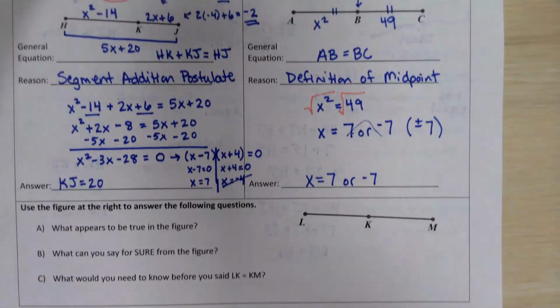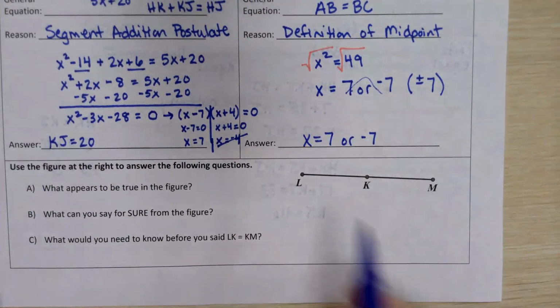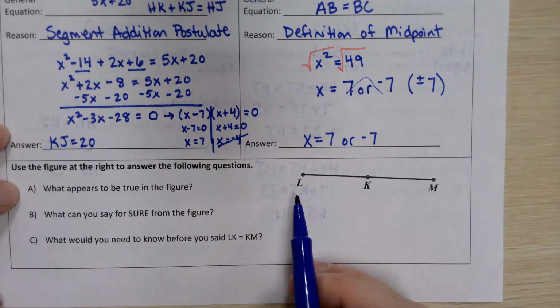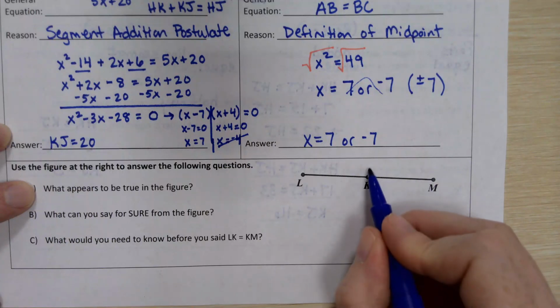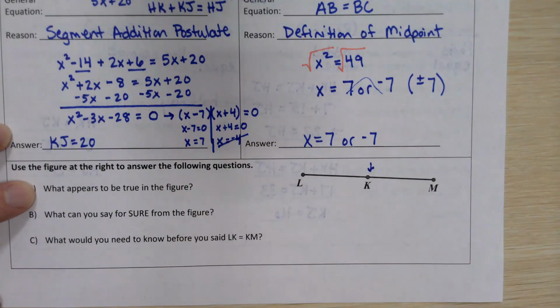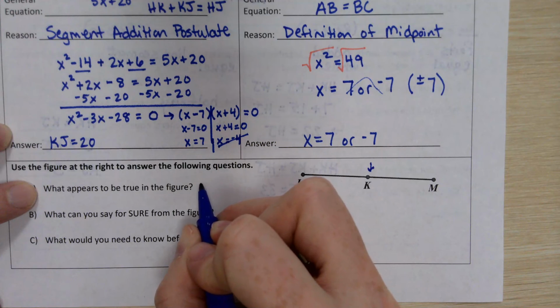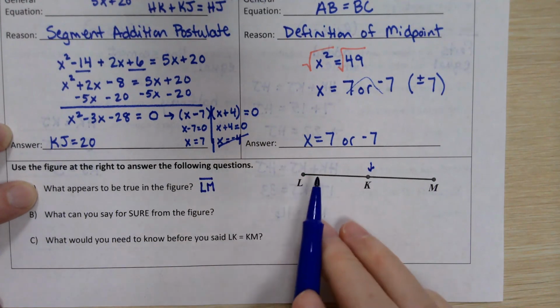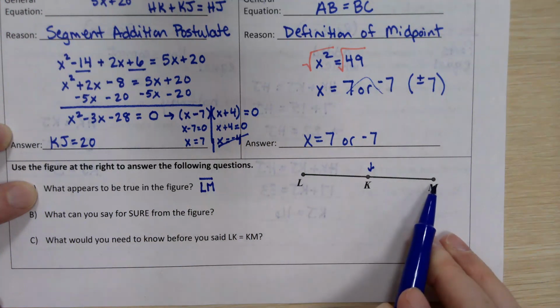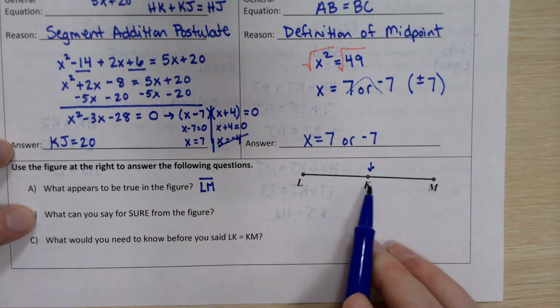Last but not least, using the figure, what appears to be true? Appears is a tricky thing in geometry. Just because something looks like it might be in the middle, for example, point K, does not mean that we know it's in the middle. So what appears to be true, all that we can really say is that LM is a segment. We know that because it starts and stops at M. It might have a midpoint, but there's no way for us to know.